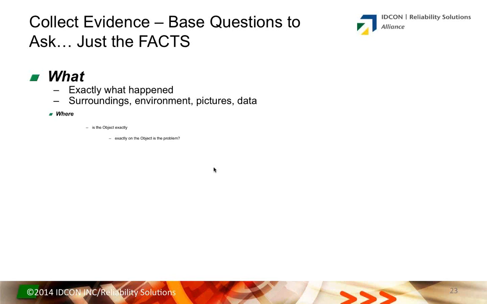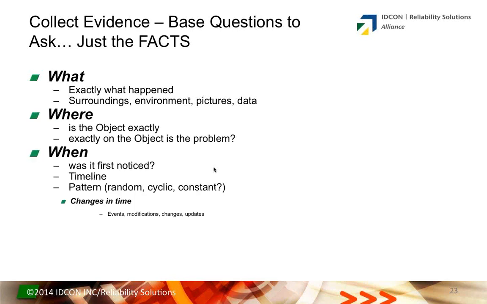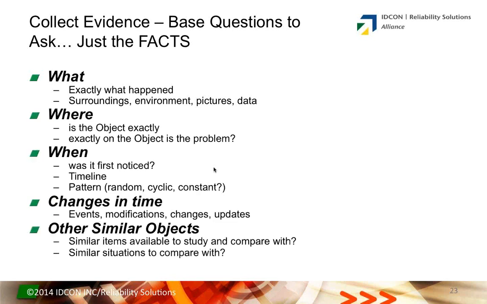The next thing we need to do is start collecting evidence, and the facts that we need to collect are what, where, when, the obvious ones. What exactly happened? Where did it happen? When did it happen? Changes in time, what's happened previously, and other similar objects for comparison. Those are our five base things. So I'm going to ask what happened, what was the environment, what were the conditions that were going on at the time of the failure, or when it was first noticed.